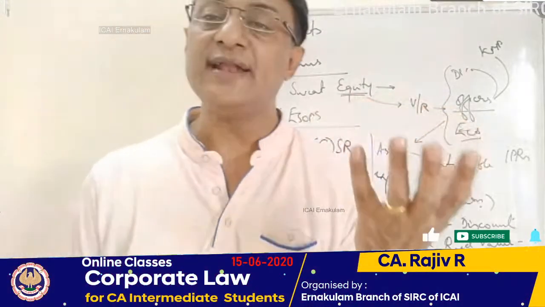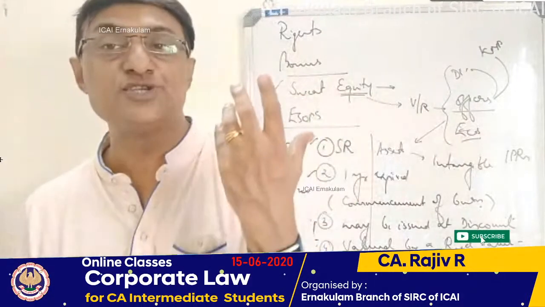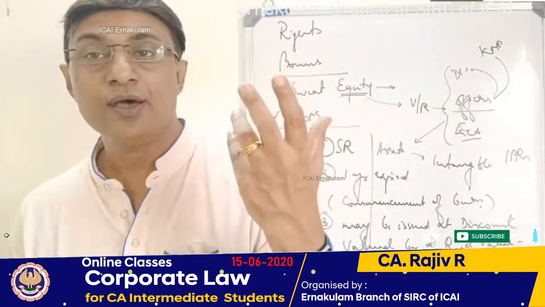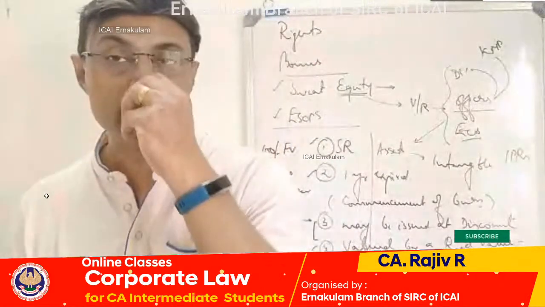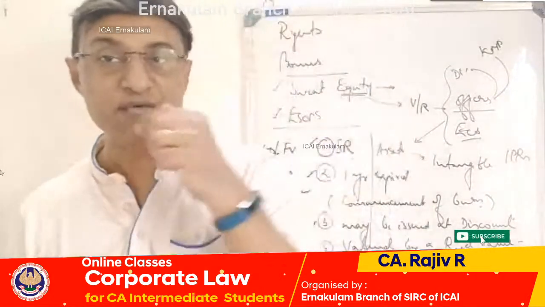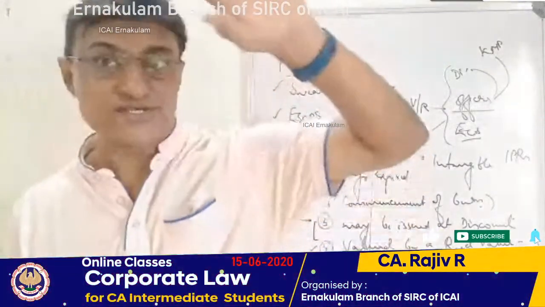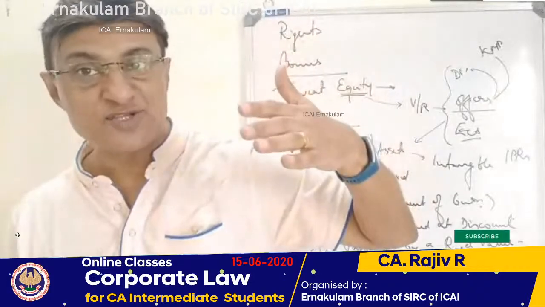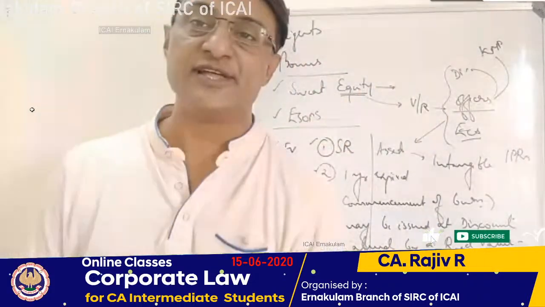So this is to attract talent in the form of intellectual skills of certain directors or key managerial personnel or employees. Sweat equity is never issued to an outsider. If at all equity shares are issued to an outsider in connection with intellectual property rights, that is nothing but an issue of shares for consideration of cash.